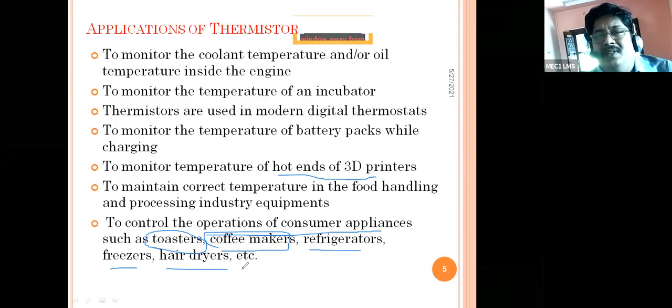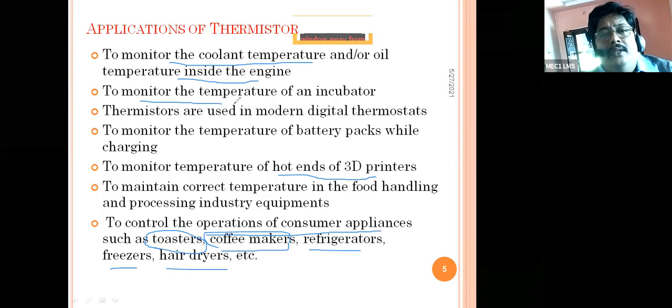This thermistor is a very small element. Maybe it is available in our lab, of course, I do not know. Okay, only the thermocouple is available; the thermistor sensor is not available. It is used to monitor the coolant temperature or oil temperature inside the engine. So the thermistor is used to find out the coolant temperature or oil temperature inside the engine.